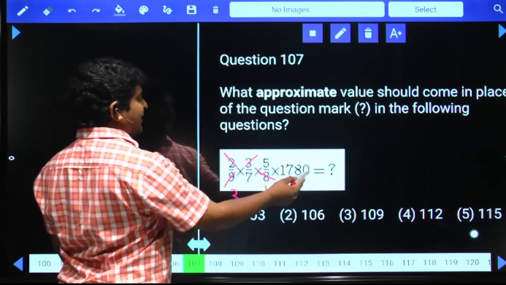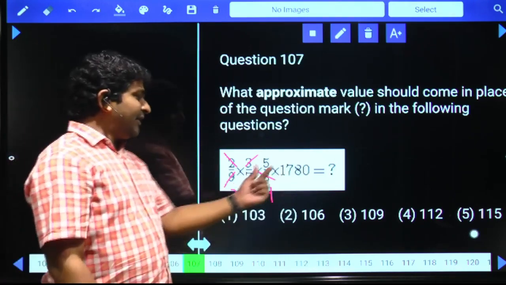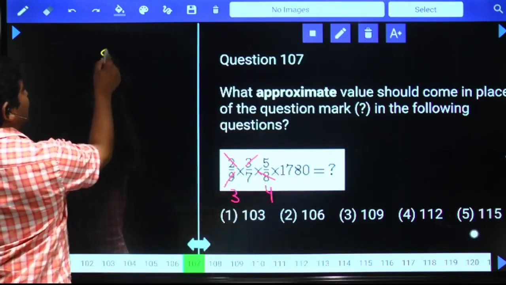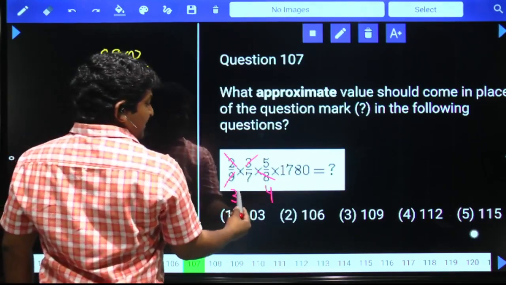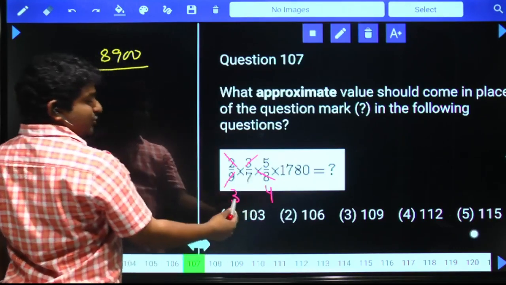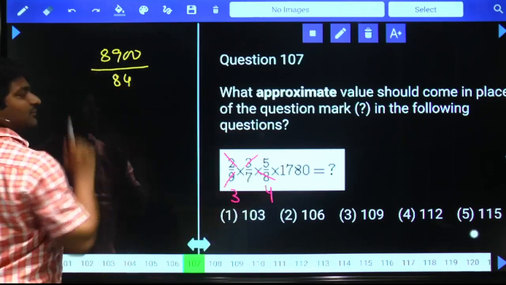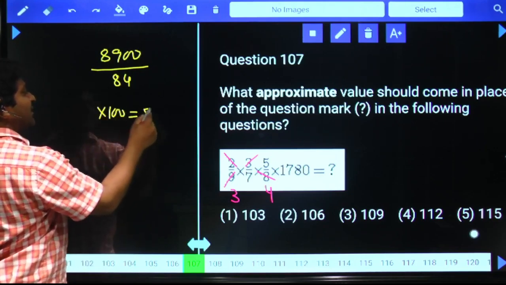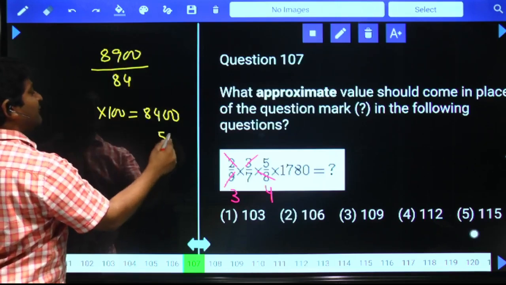5 times of 1780. 5 times of 1780 in the sense 10 times and making it a half. 17,800 and then half of that, which is equal to 8,900 divided by 7 into 3, 21. 21 4 times, that is equal to 84. 100 times of denominator is equal to 8,400 and still we need to add 500.